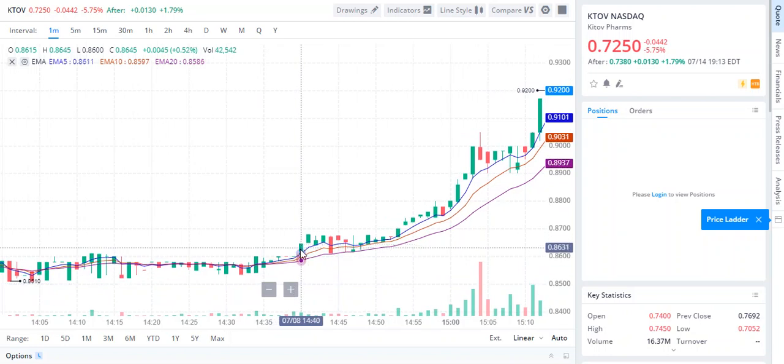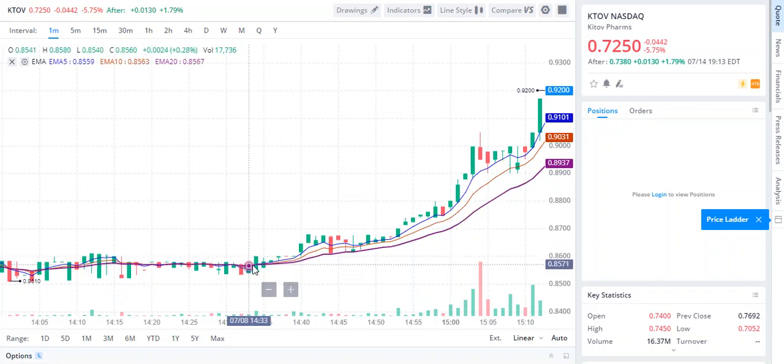your EMA 5. Then you did it again right here, close above your EMA 5. So you might have said, all right, this might be a buy. I'm going to set a stop loss either right here at 86 cents or right here at 86.35. Or if you don't want to play it too risky, you could have set a stop loss right at the EMA 5, but most people use the EMA 10 or 20 as a support.